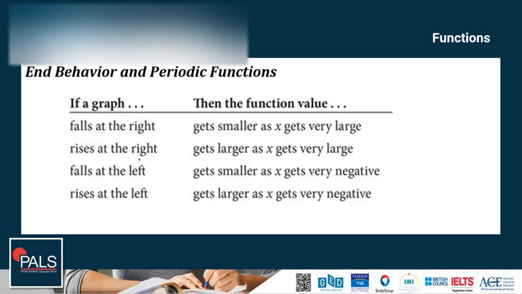If a graph falls at the left, then the function value gets smaller as x gets very negative. If a graph rises at the left, then the function value gets larger as x gets very negative. Let's look at a graph to understand this much better.